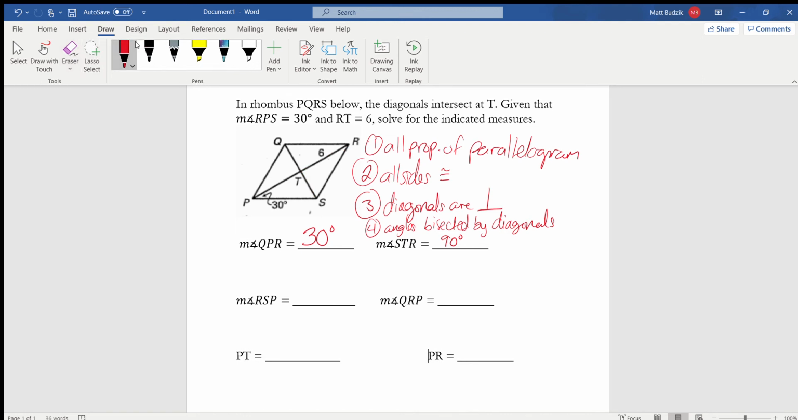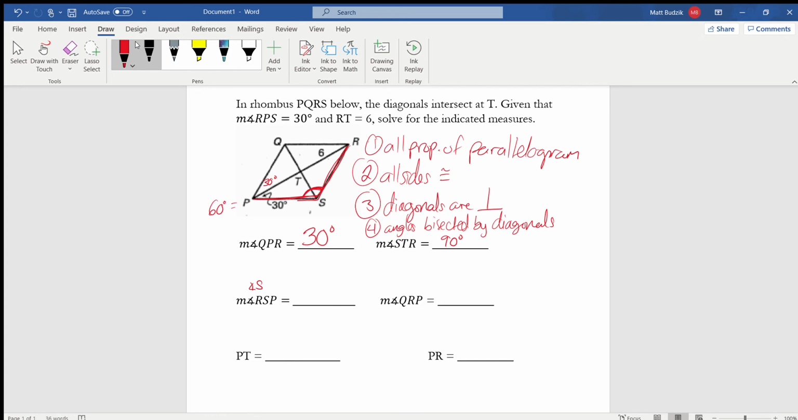Third one, we want to know what is RSP. So if I go RSP, that's this whole angle here. So I want to know what's this whole thing, so basically all of angle S. So we know we were given, again, that RPS is 30, and so then we figured out that QPR is 30. That means that angle P is 60 degrees.